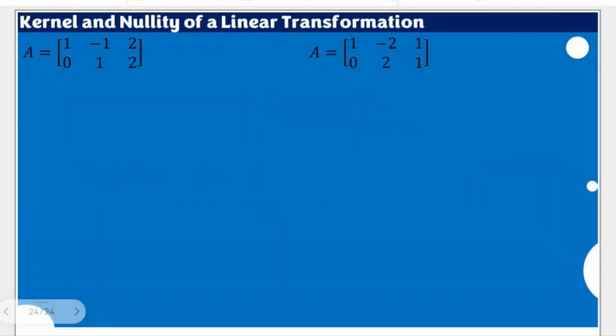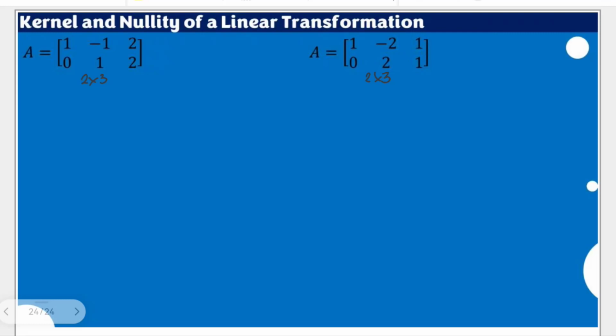We have two matrices here which are 2 by 3 in nature. So you have 2 by 3, 2 by 3. Nevertheless, the goal here is to solve for the kernel and nullity of their linear transformation. The kernel is actually the set of all vectors that could make this 0. Okay? 0 in what way?